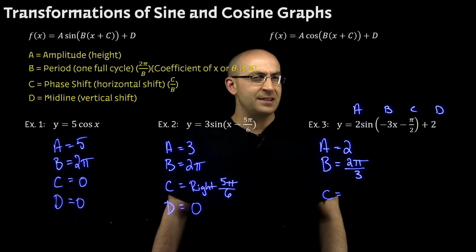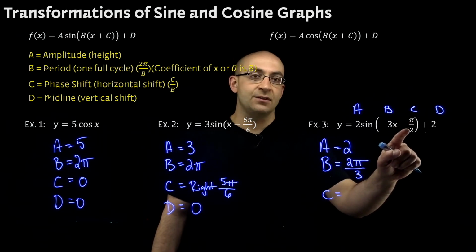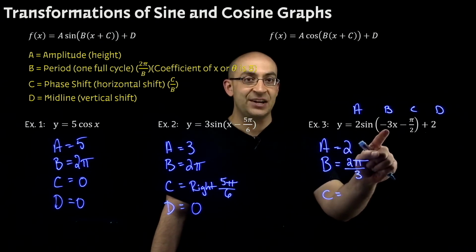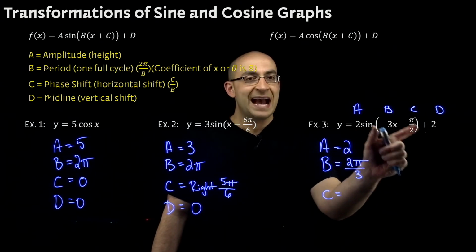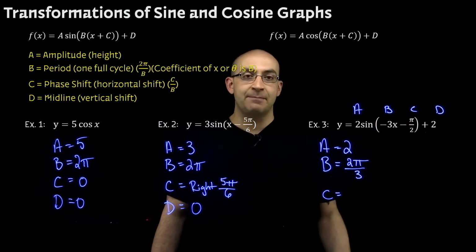Now, here's where this gets a little tricky. We cannot just say that it's right pi over 2. And the reason for that is because there's something else here inside this parentheses. We have to factor out or divide out that negative 3 from that pi over 2.